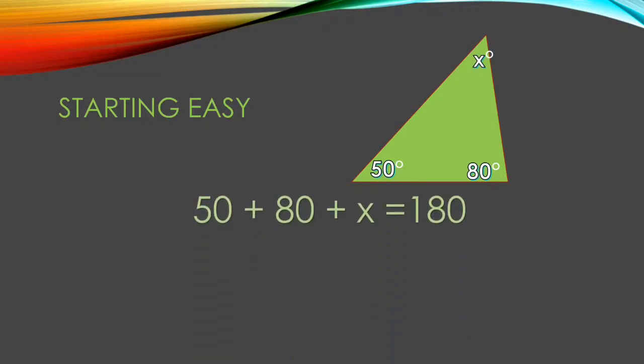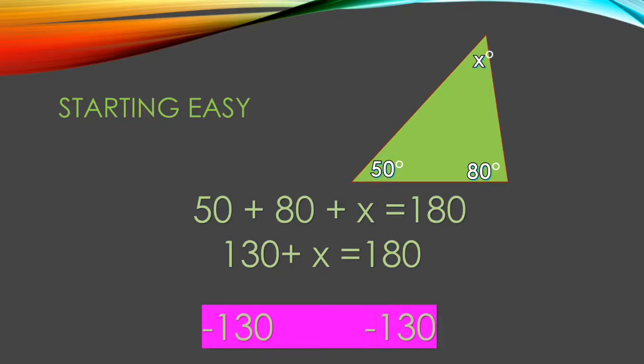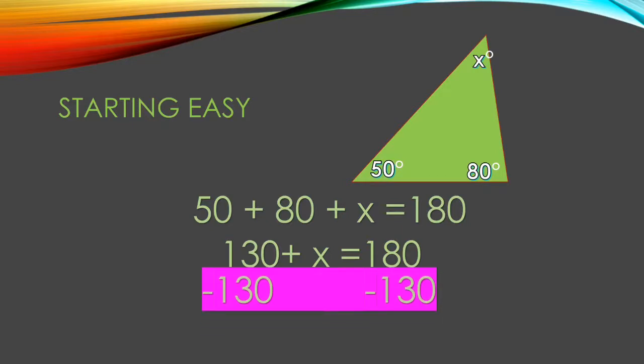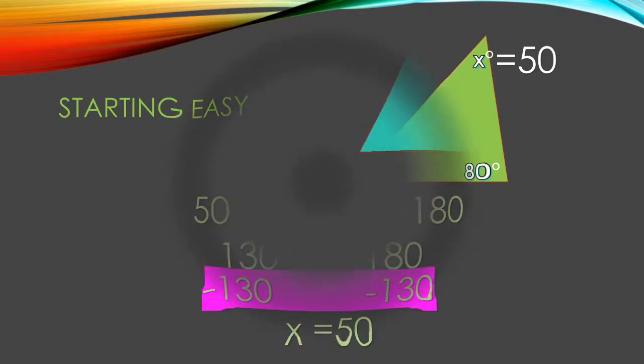50 plus 80 plus x equals 180. We combine like terms first and we get 130. From there, we're going to eliminate the constant on both sides by subtracting 130, and then we get x equals 50. And so that means that our missing angle over here must be 50 degrees. We can check it by seeing if they add up to 180. 50 plus 50 plus 80 does equal 180.